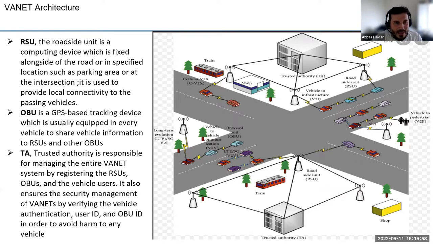OBUs are GPS-based tracking devices. They ensure the security management of the VANET by verifying a vehicle's authentication, user ID and OBU ID in order to avoid harm to any vehicle. But the security is still a bit shy. We don't have a lot of publications about all of these and how they work exactly. We know how they work, but I mean about the security.